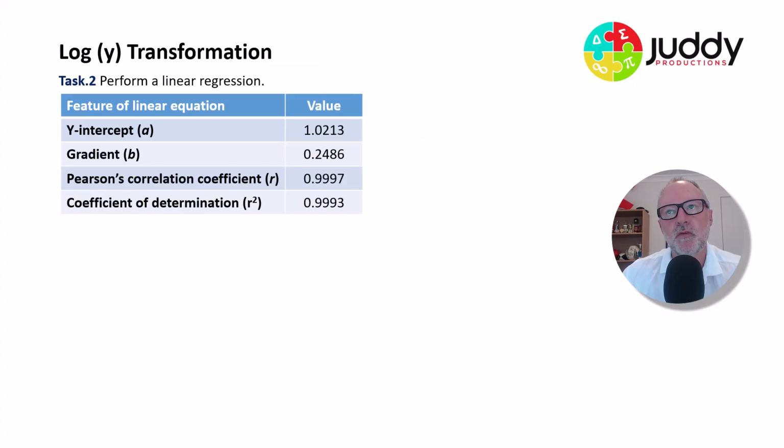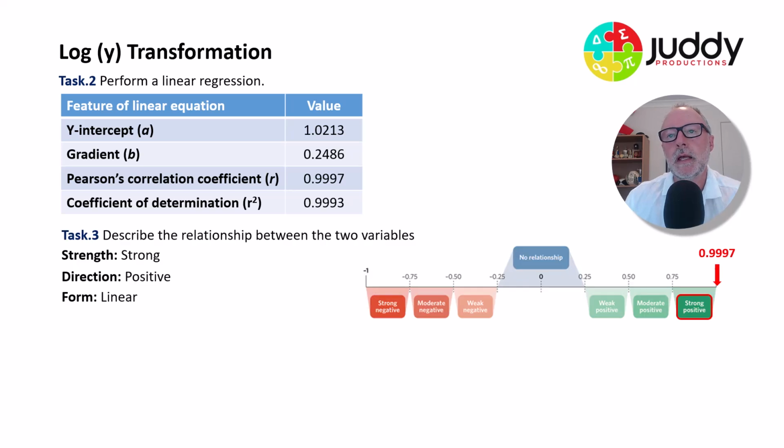Task number 2 was to perform a linear regression. So here's the summary of our transform data. We find the y-intercept to be 1.0213, the gradient to be 0.2486, the Pearson's correlation coefficient, the R value to be 0.9997, extremely high, as well as the coefficient of determination, the R squared value, having a value of 0.9993, also extremely high.